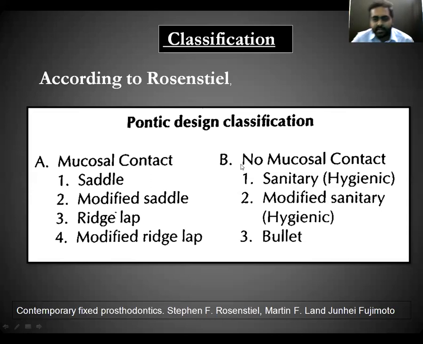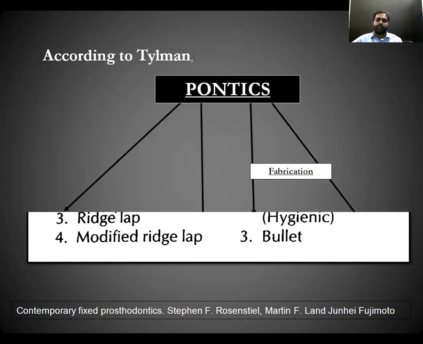Basically, the classification is derived based on whether the contact is in contact with the mucosa or not. According to that classification, it is divided into two categories: the mucosal contact and the non-mucosal contact. The mucosal contacts are classified again into four classes: the saddle contact, the modified saddle contact, the ridge-lap contact, and the modified ridge-lap contact. The contacts which don't have any contact with the residual ridge or the mucosa are the sanitary contact, the modified sanitary, also known as hygienic contact, and the bullet contact.